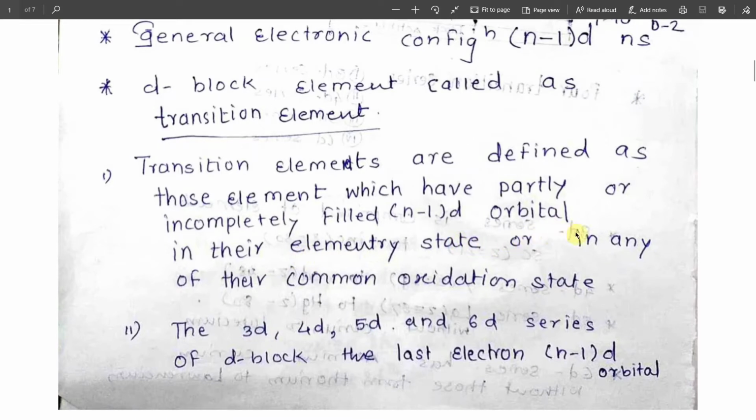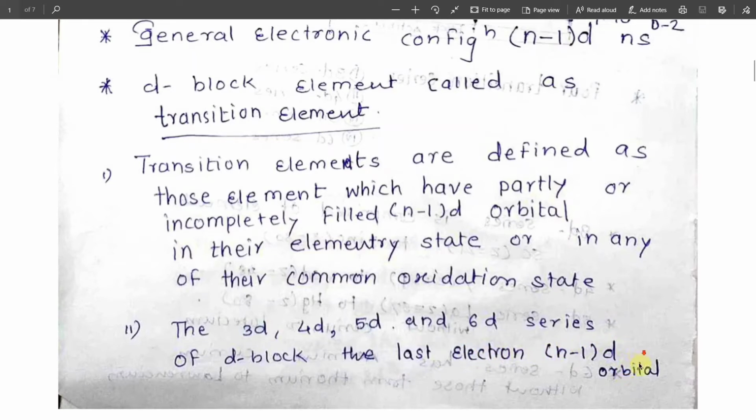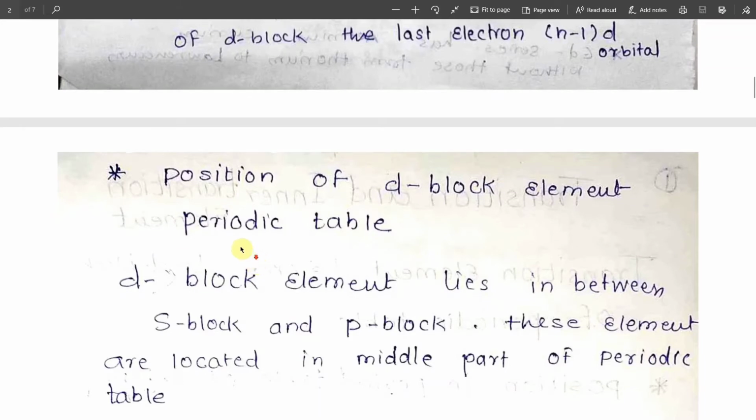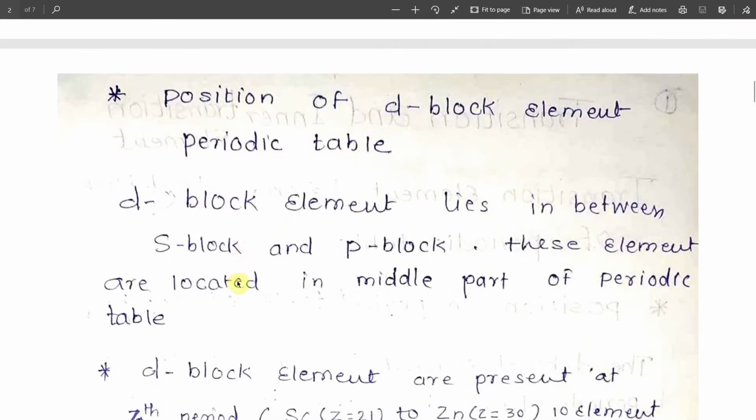In another way, a transition element is defined as an element which has a partly or incompletely filled (n minus 1) d orbital in its elementary state or in any of its common oxidation states. In the 3d, 4d, 5d and 6d series of the D block, the last electron enters the (n minus 1) d orbital.